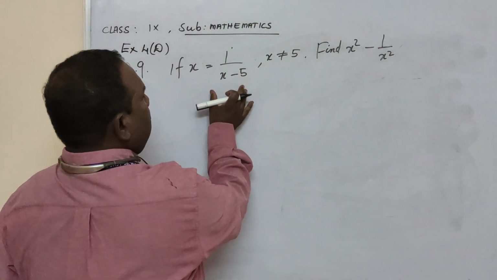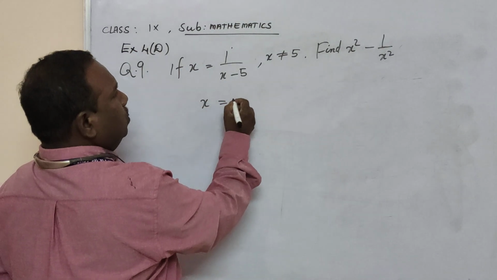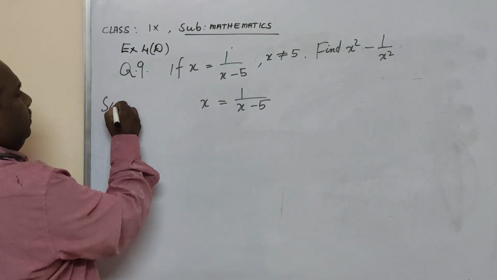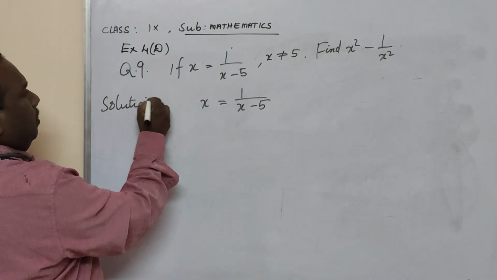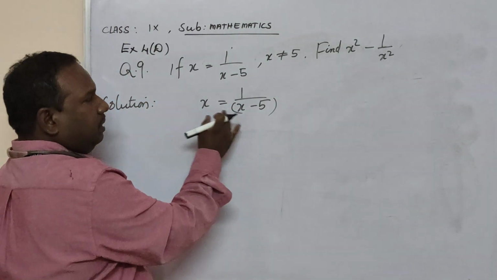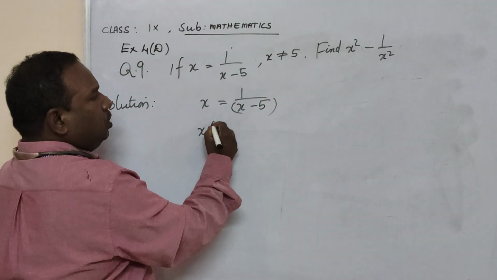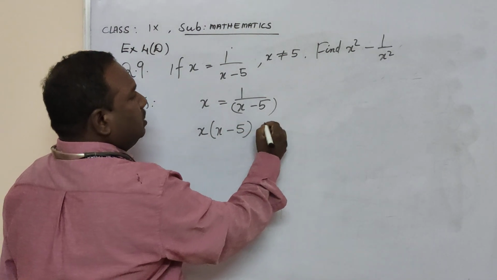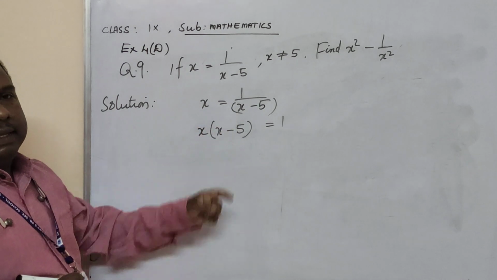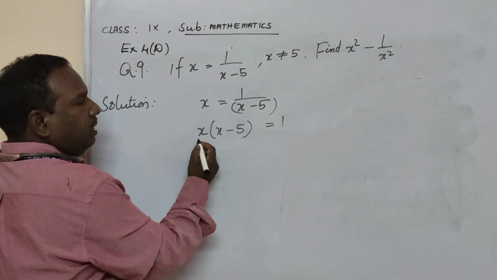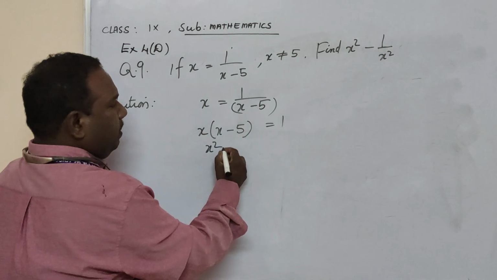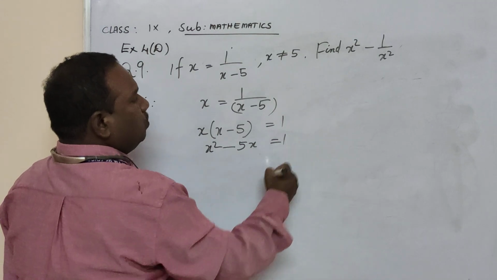Now let's start from here. It is given x is equal to 1 by x minus 5. This is the solution. Let's cross multiply. After cross multiply, we get x into x minus 5 is equal to 1. Now let's remove the bracket: x into x, x square, x into minus 5, minus 5x is equal to 1.